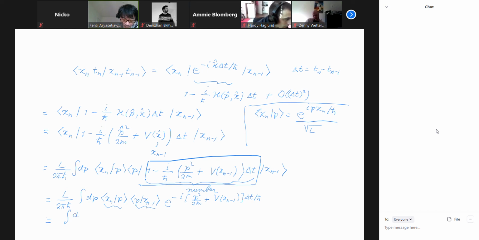So then this becomes dp divided by h bar, and I have p x minus 1 divided by h bar, and then we get, yeah, it's the same thing. Should have just minus 1 here.